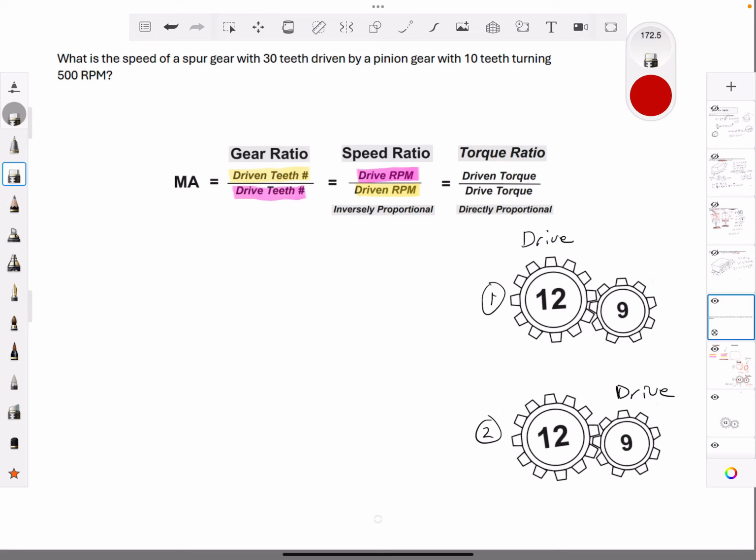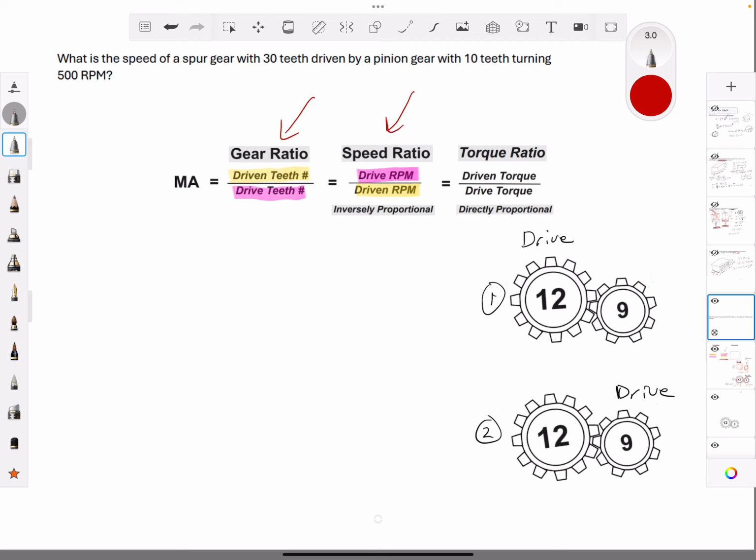All right, so we have, what is the speed of a spur gear with 30 teeth driven by a pinion gear with 10 teeth turning at 500 RPM? All right, so this problem is going to involve knowledge of the gear ratio and the speed ratio.